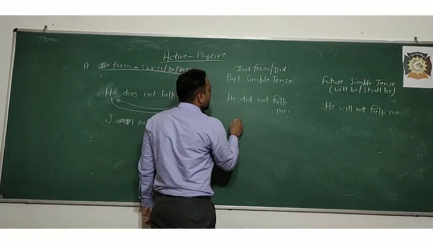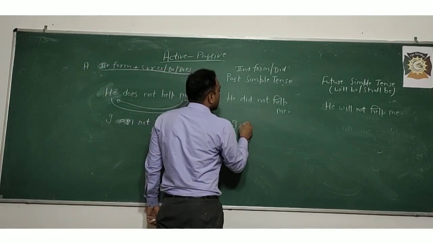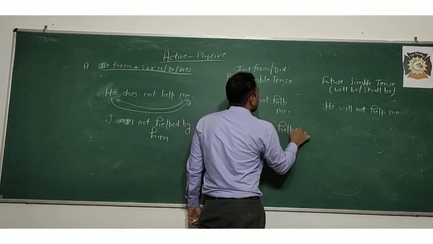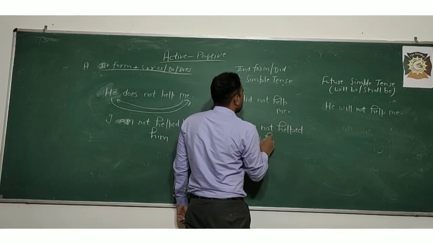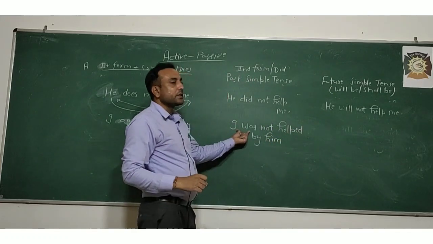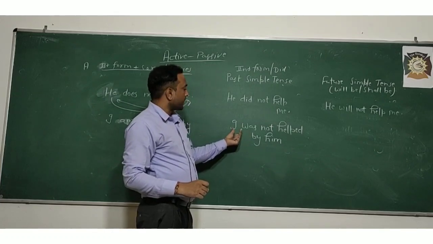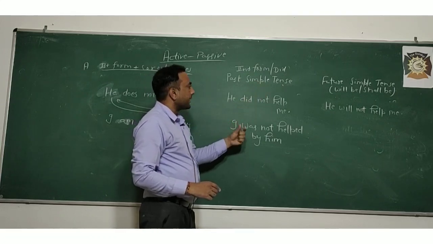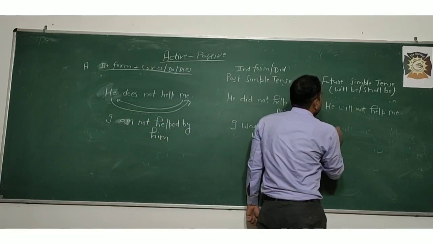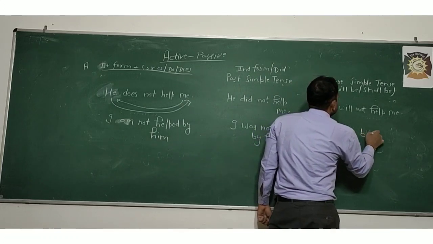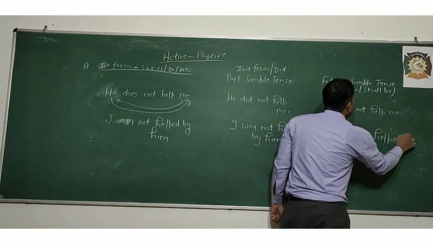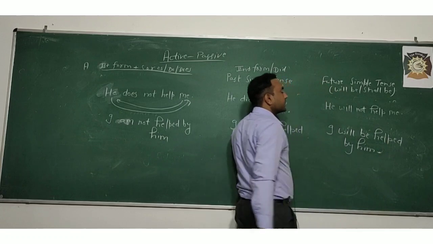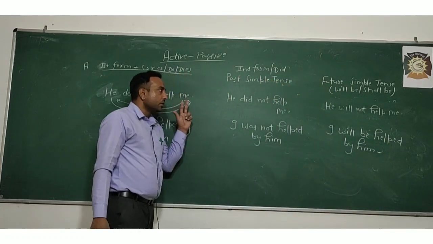Same is the case with this sentence. I was not helped by him, because in passive voice the helping verbs are was and were, but we use was with I. In conditional sentences only we use were with I. And next is how you will change: I will be helped by him. Full stop. This is the way to change negative sentences into passive voice.